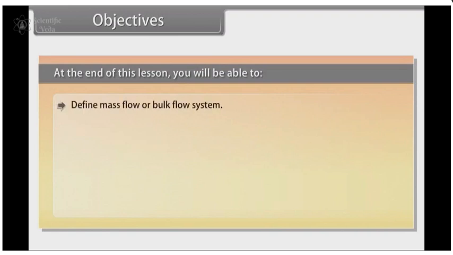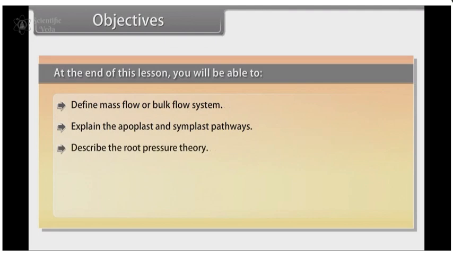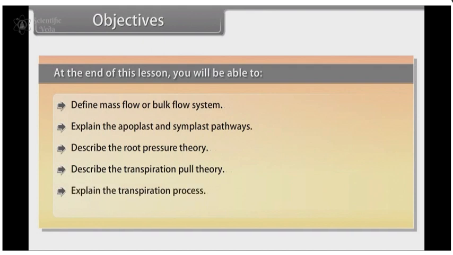Objectives. At the end of this lesson, you will be able to define mass flow or bulk flow system, explain the Apoplast and Symplast pathways, describe the root pressure theory, describe the transpiration pull theory, explain the transpiration process.